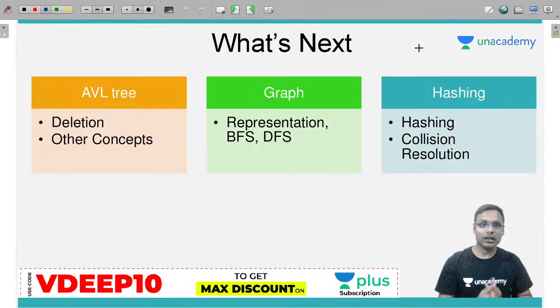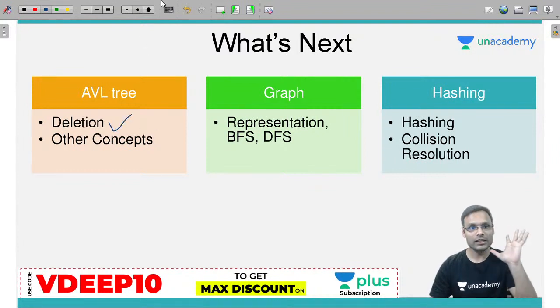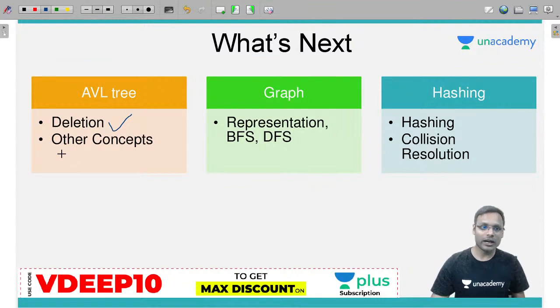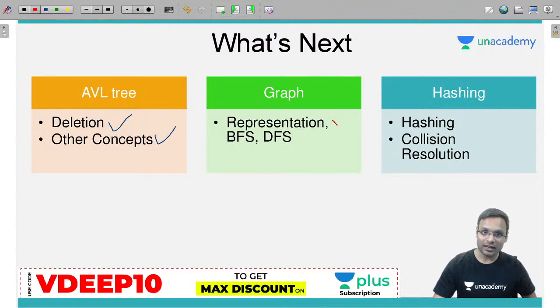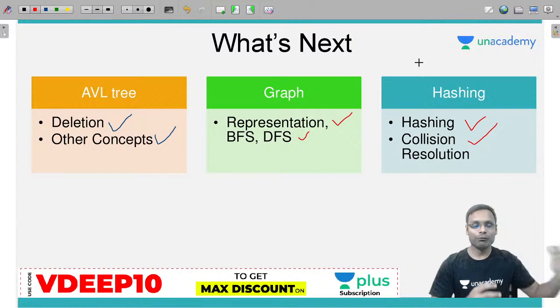Okay, fine. So what next? Tomorrow we are going to check out deletion. In deletion we have 6 cases. I'll tell you all those 6 cases, and based on that we will give you some practice questions, and then we will see some other concepts based on the AVL tree. After that we will start graphs. In graphs we will see different representations of a graph, and then BFS, DFS, and then we will go for hashing and collision resolution in hashing. These are the agenda for the future classes.